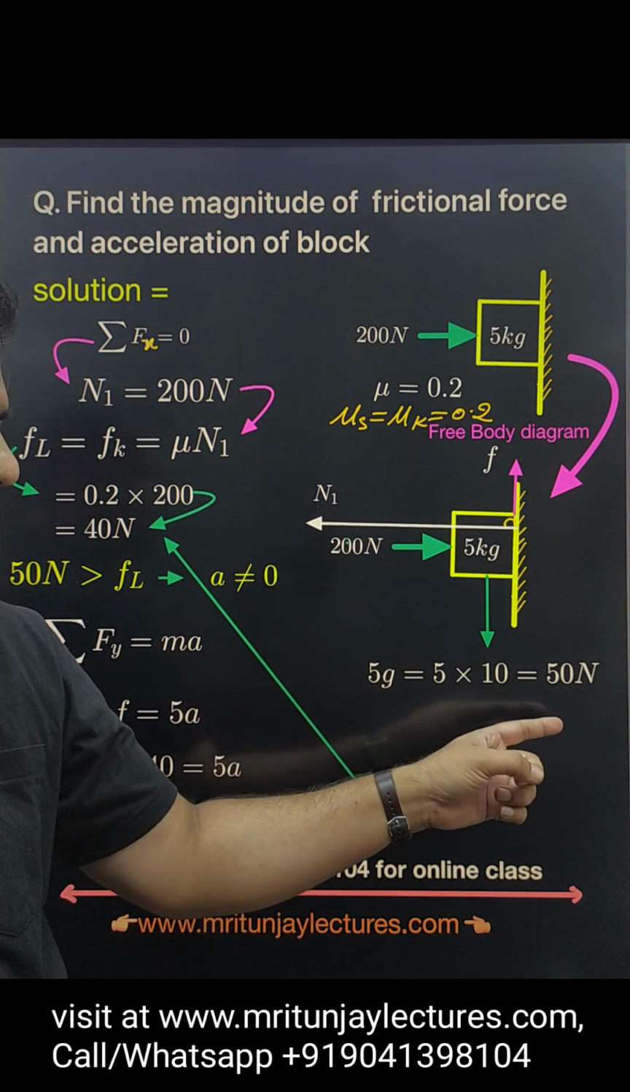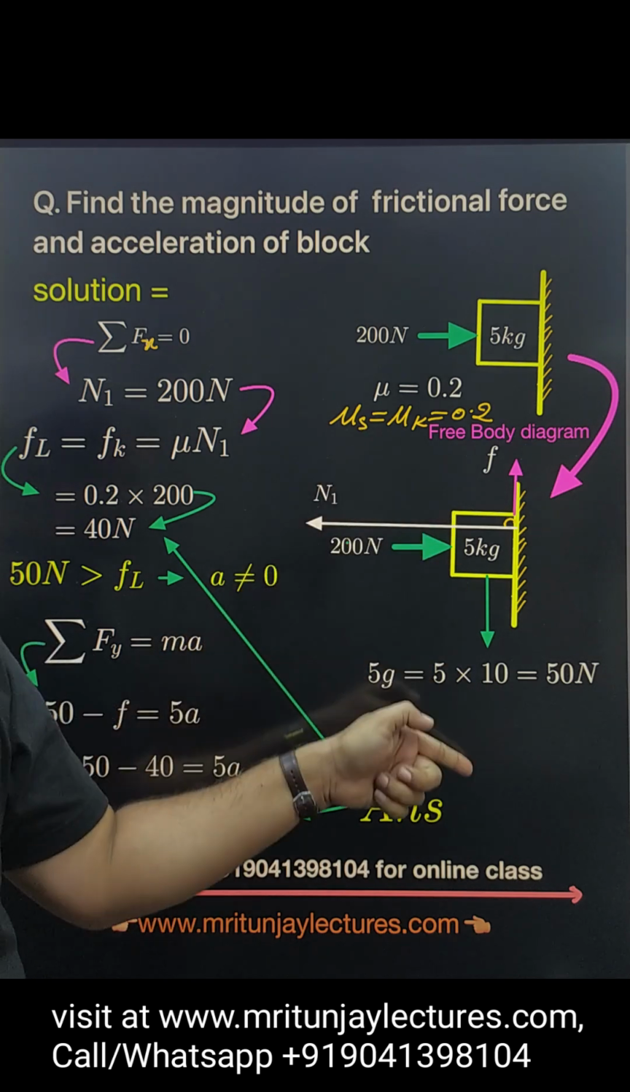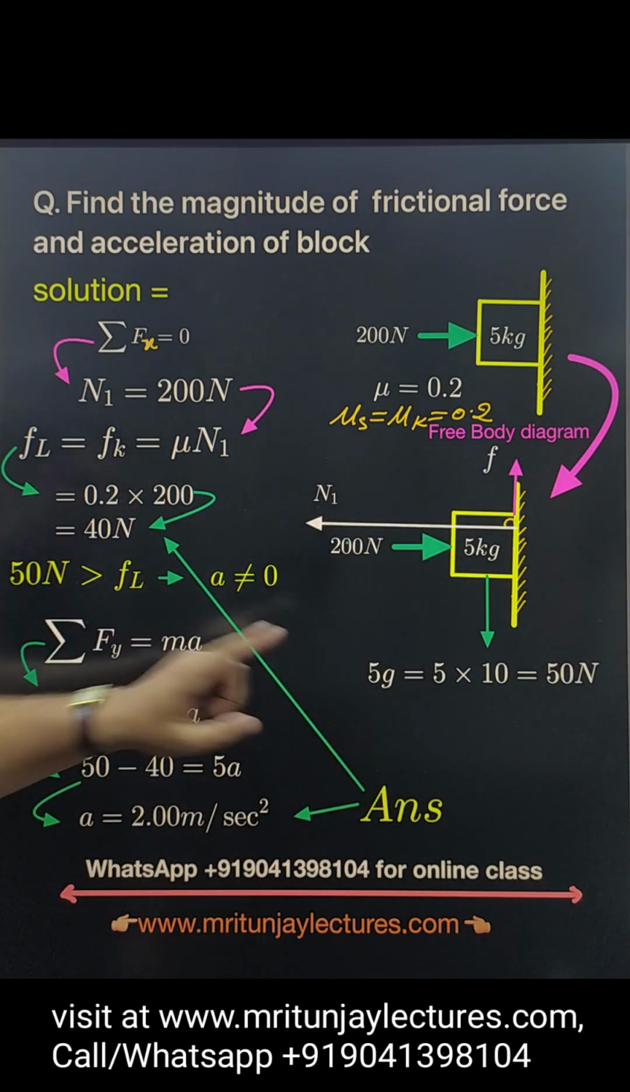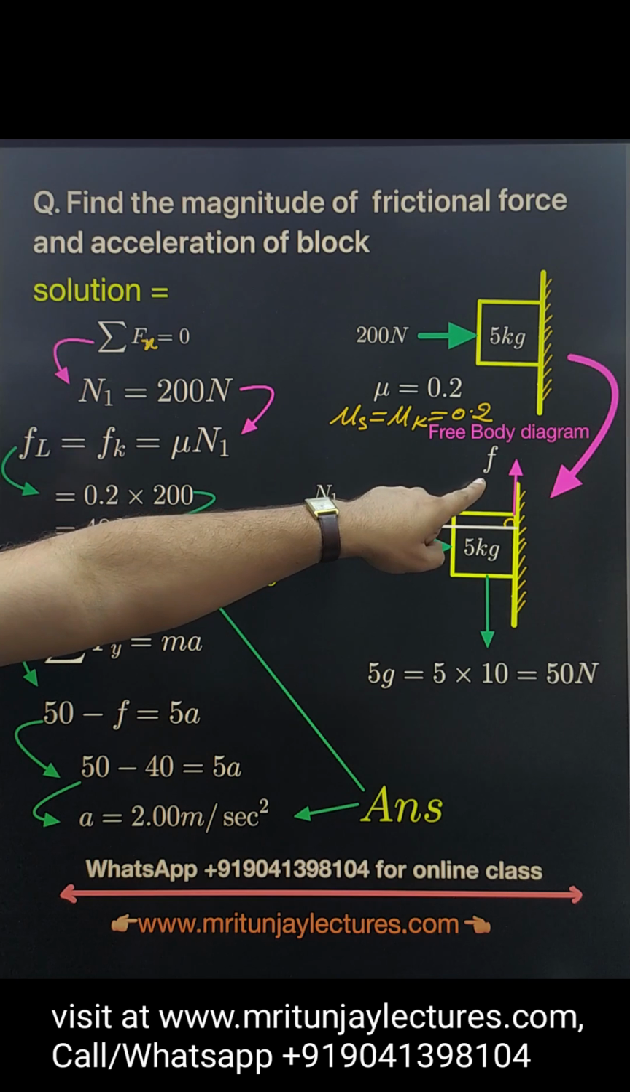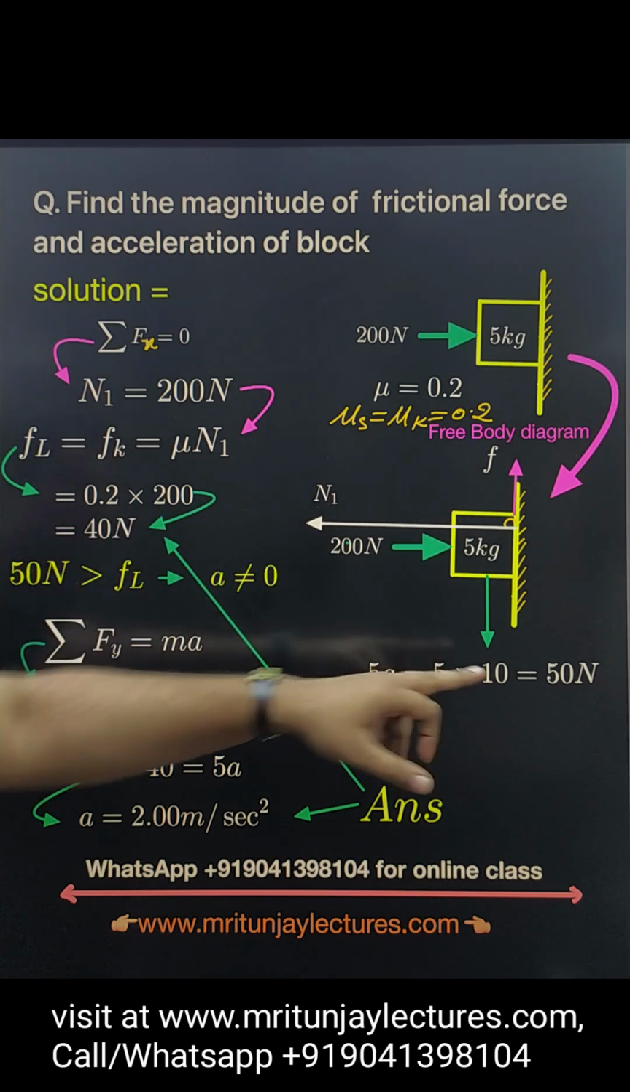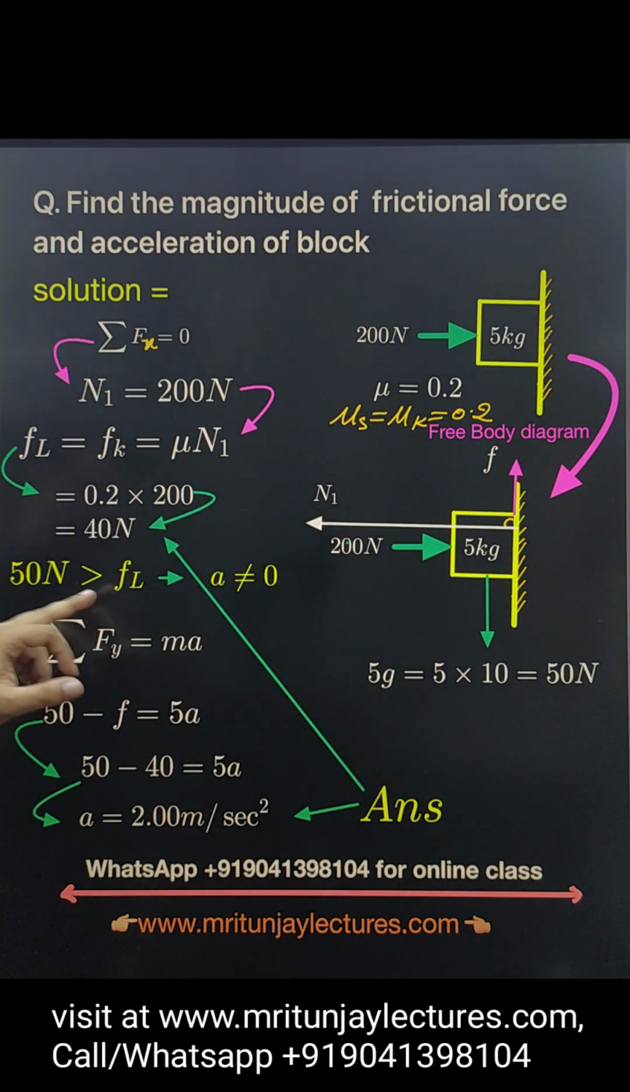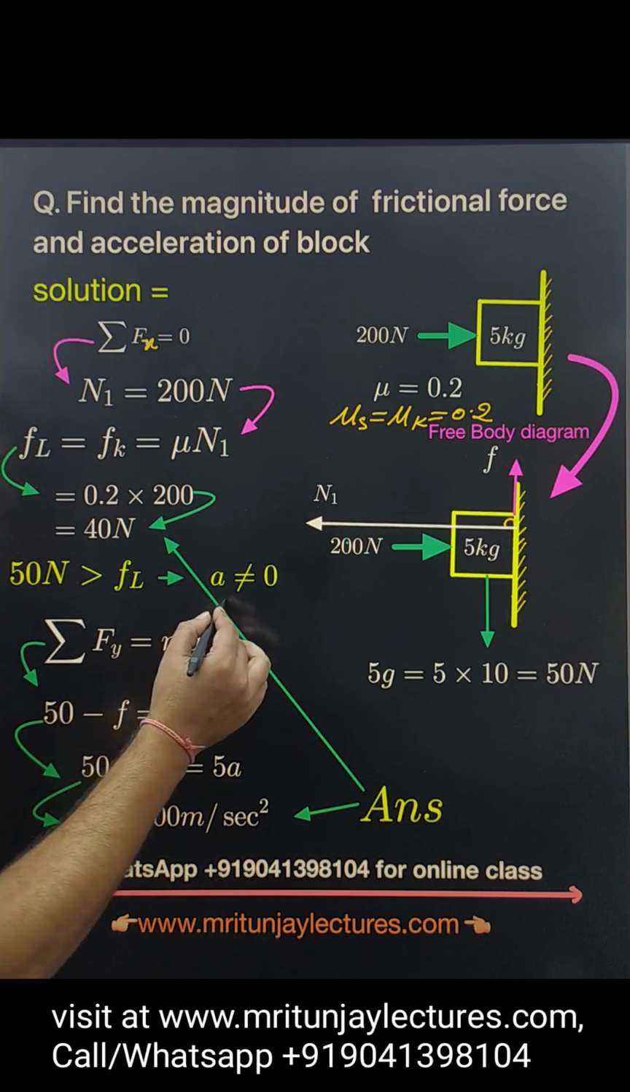Driving force. Driving force is how much? 50 Newton, and that one is going in the downward direction. So that force is greater than the limiting friction force. That force is greater than the limiting friction force. That's why this block is moving.